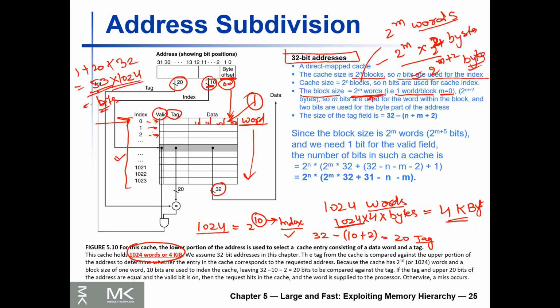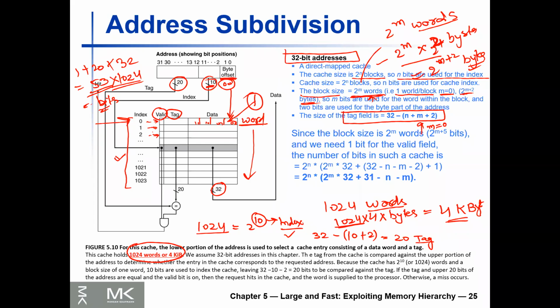Right? It's like that. Okay, which is mentioned here, just to show you what is mentioned here. Just explain the concept. So this way, girls, the tag field size you can get from this formula: 32 minus (n plus m plus 2). By the way, we said block size is 1 word, so m will be 0. So this is the way.